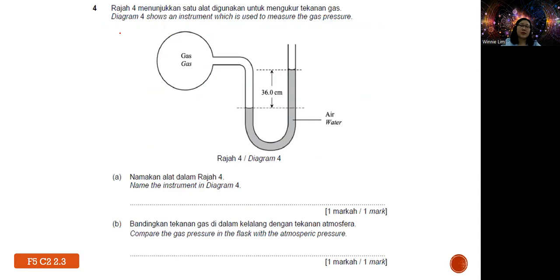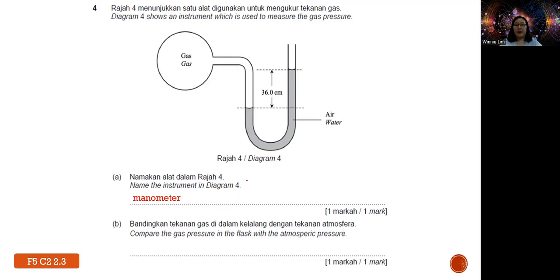Okay, next question is from Form 5 topic, this idea on gas pressure, chapter 2 pressure. Diagram 4 shows an instrument which is used to measure the gas pressure. Name the instrument in diagram 4. So this U-tube thing, the actual name is called manometer.